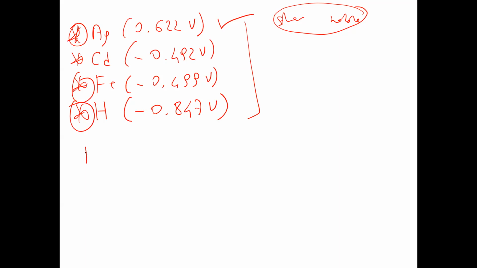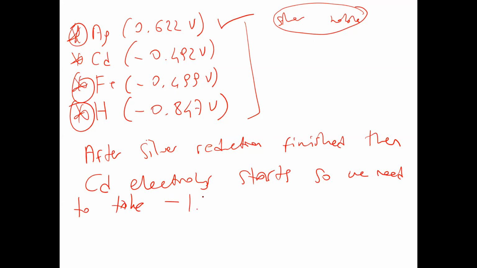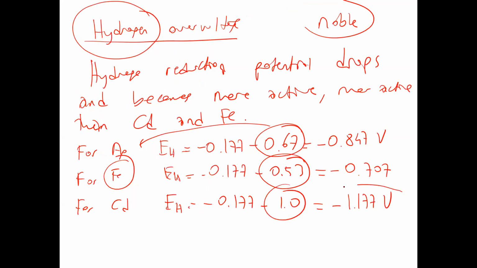So after, let me write down here, after silver reduction finishes, then cadmium electrolysis starts. So we need to take minus 1.177 volt into consideration, because here we need to take this value.